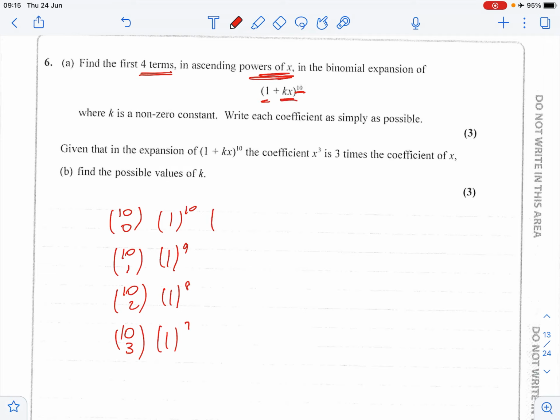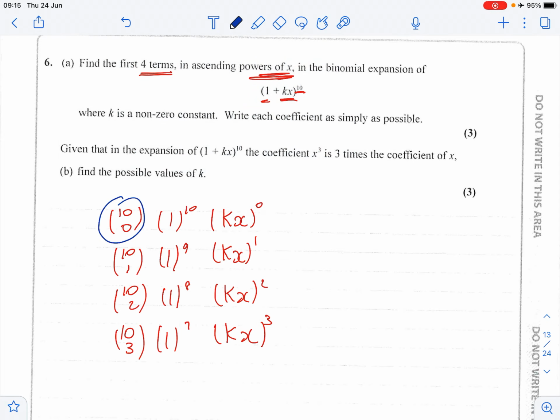Then we write our x terms in ascending powers of x. So it's kx^0, kx^1, kx^2, and kx^3.